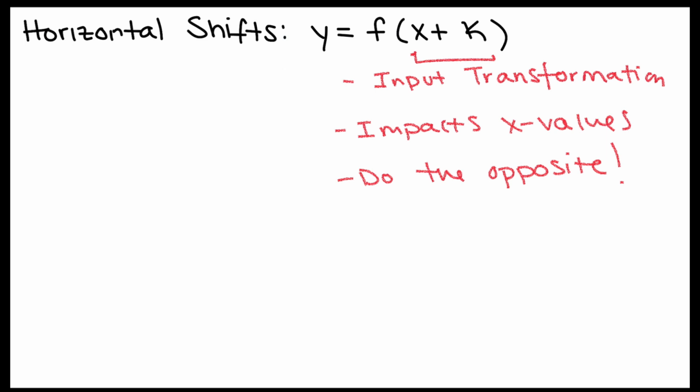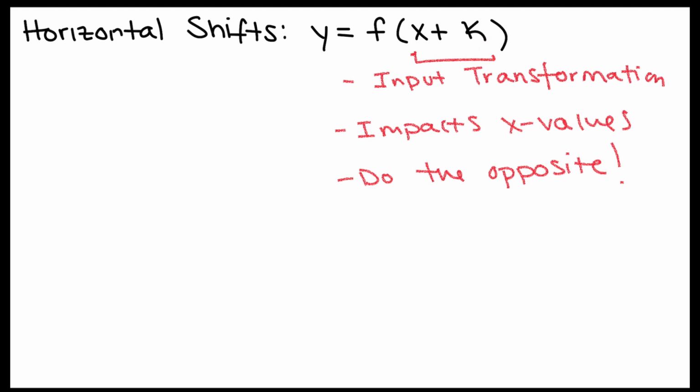All right, we can also have horizontal shifts. We can shift a graph horizontally, and that's going to look like f of x plus k. So if our addition or subtraction of a constant is happening inside the function, either inside parentheses or inside the square root or inside an absolute value, it's going to be an input transformation, which means it's going to impact our x values. And there's a pattern that's going to occur with input transformations. It turns out with input transformations, we always end up doing the opposite.